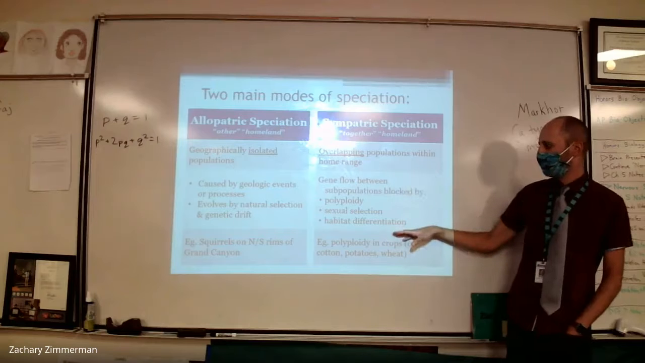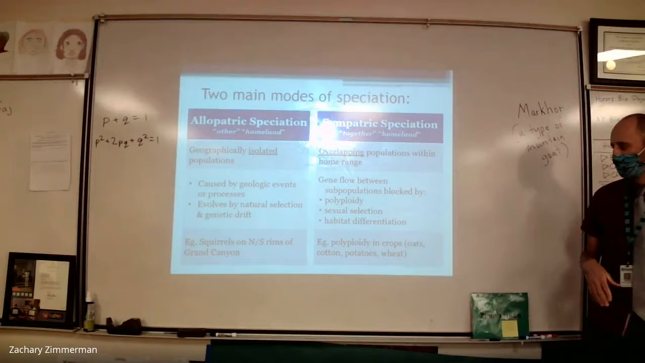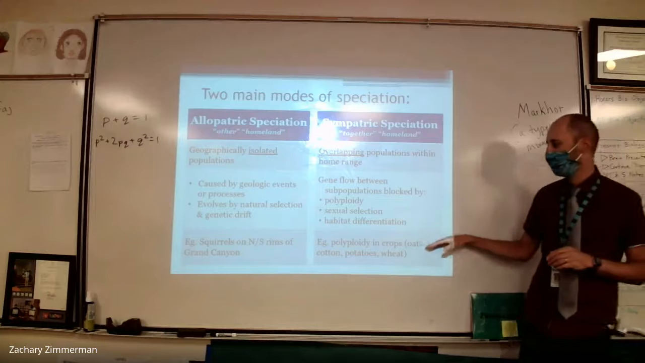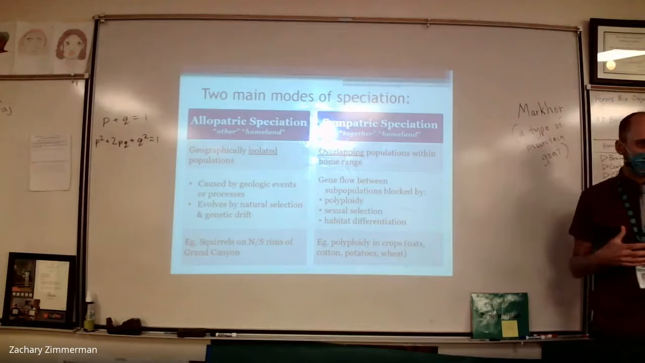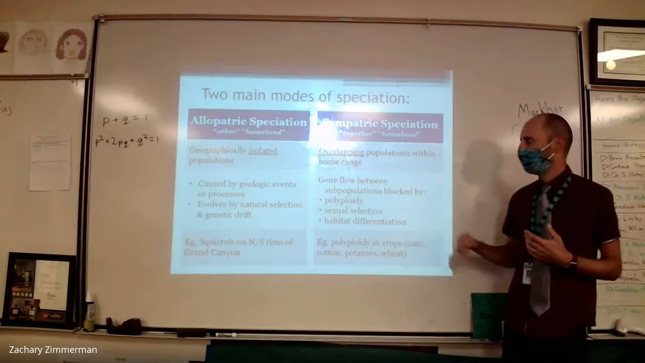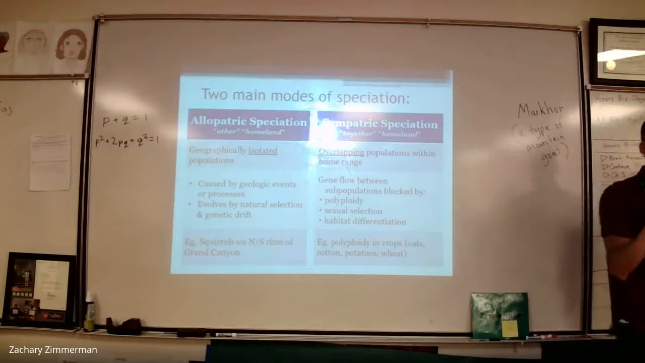And so polyploidy is when there are many chromosomes, an increase in the number of chromosomes from generation to generation. We observe this with a lot of plants. And so this change in chromosome number could result in a speciation event. But it could happen with different varieties that exist in the same area.